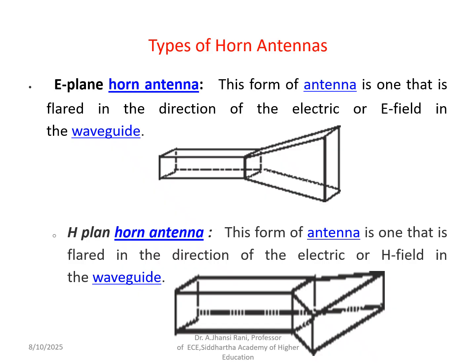See, this is the E-plane horn antenna. This is flared in the E-plane direction, that is the vertical direction. That is flared in the direction of the electric field or E field in the waveguide. Whereas the H-plane horn antenna is flared in the H-plane or H field direction of the waveguide.